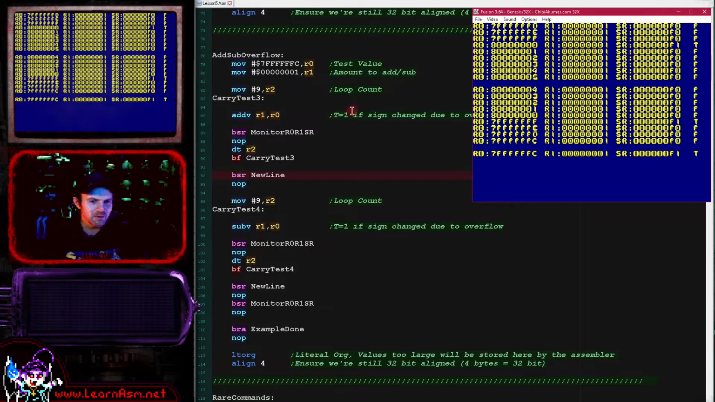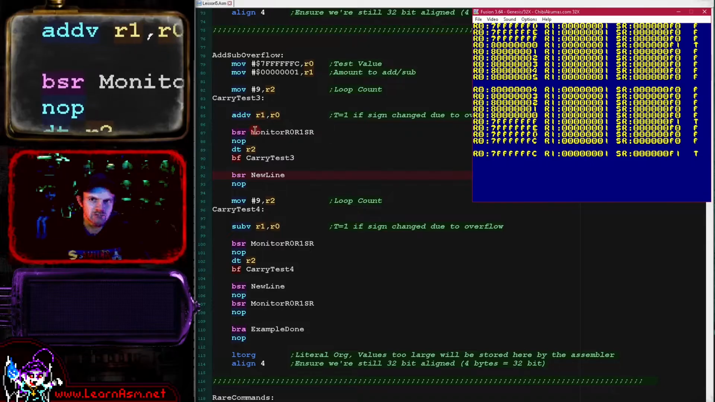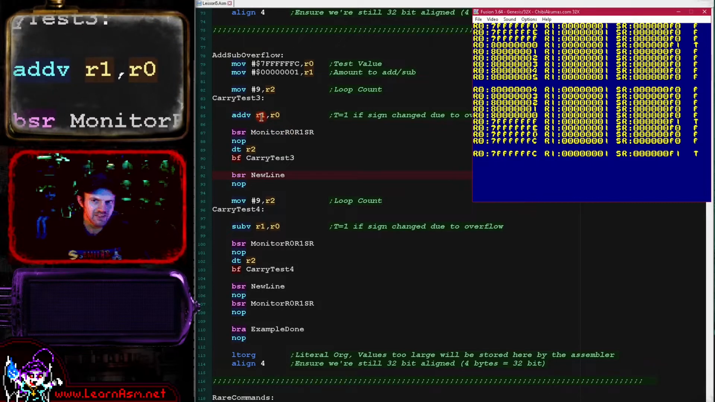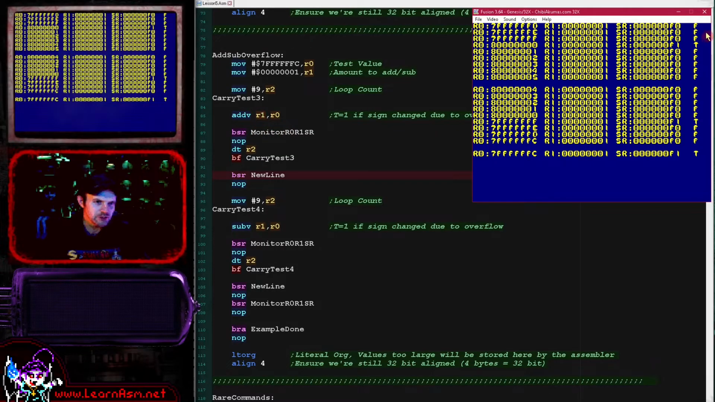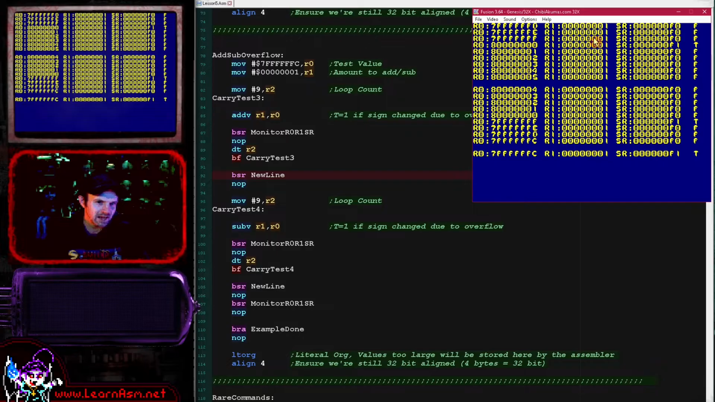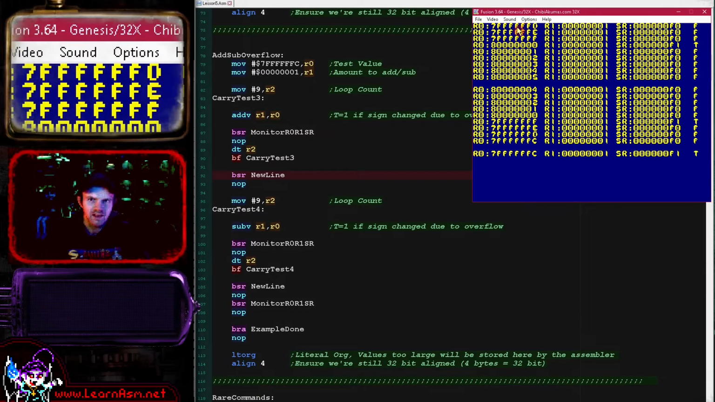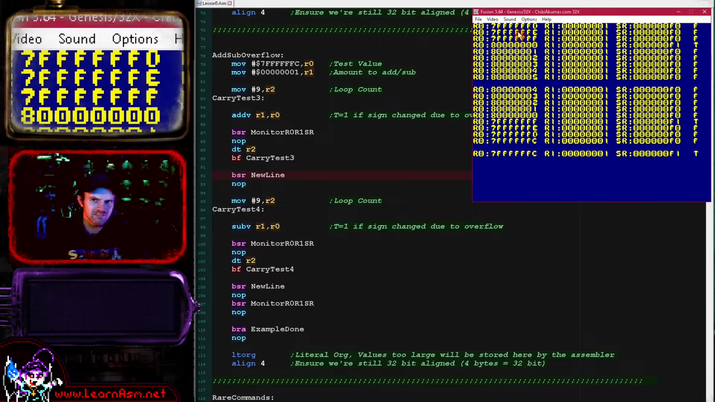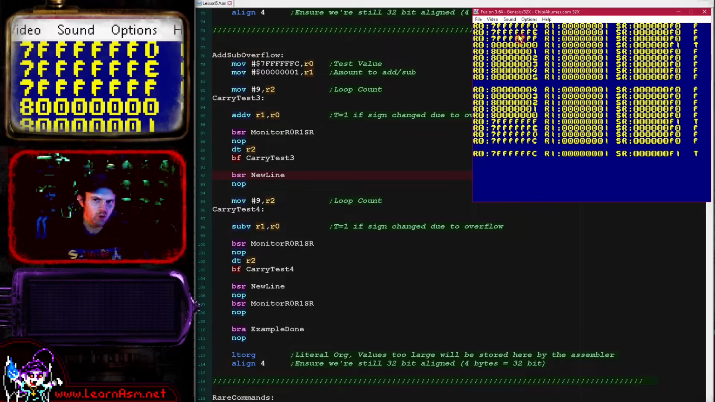So let's see what happens when we repeatedly add 1. Now, in this case, we are actually running our monitor immediately after the add V, so we will actually show the correct state of the T flag after our command has been executed. So we're repeatedly adding our 1. So you can see we've got 7 lots of FD, 7 lots of FE, and then 7 lots of Fs.